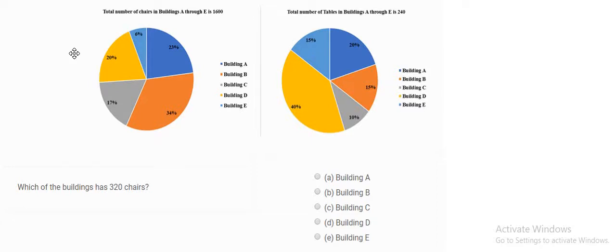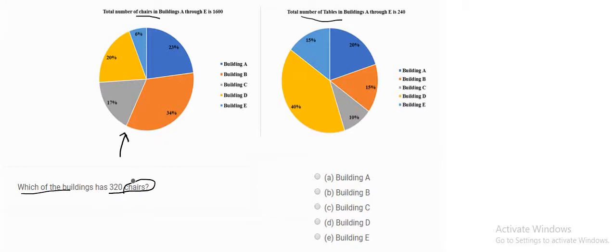Welcome to another problem of data interpretation. Here we have two images. The left one shows the number of chairs in buildings A to E, and the right diagram shows the number of tables. But if we look closely at the question, it says which of the buildings has 320 chairs. So since we are dealing with chairs, we can only use the left hand side diagram.